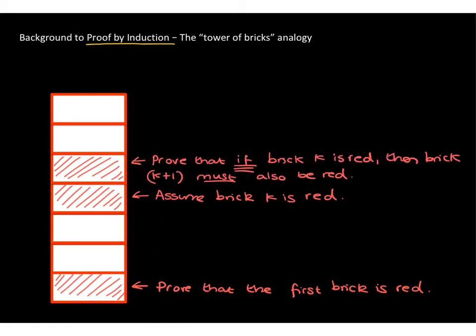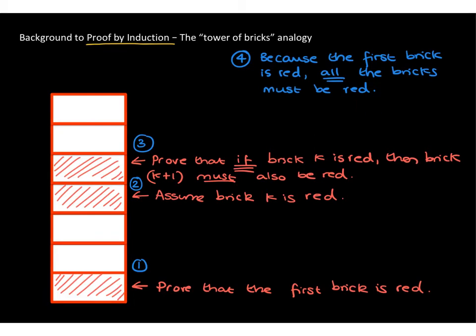Because we know the first brick is red. You have then said that if we assume that one brick is red, brick K, we can then prove that the brick after that is red. Because the first brick is red, what can you then conclude? Well, you can conclude that all the bricks have got to be red, and that is the process of induction.